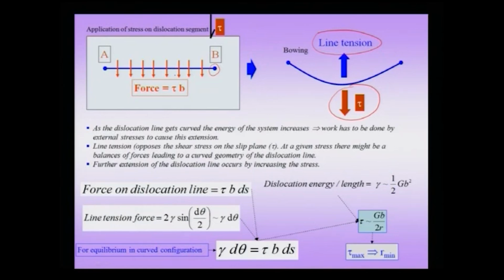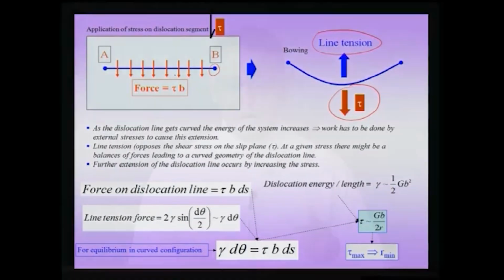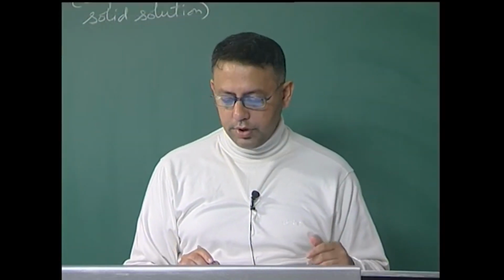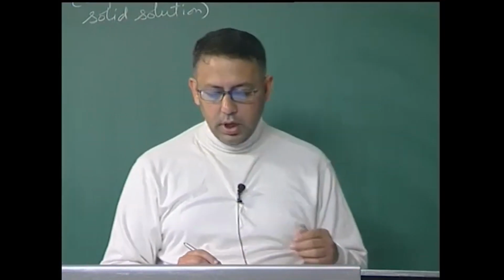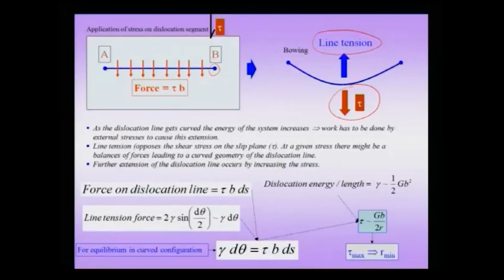Now, on the application of the shear stress at the dislocation line level, there will be a force, which is tau b, acting on this. This is coming from the externally applied shear force on the material, and as you increase this externally applied force, the dislocation would tend to get into a curved geometry. The force on the dislocation line can be written as tau b ds, ds being the unit length along the dislocation line. The dislocation energy per unit length is proportional to Gb square, and approximately it is half Gb square, wherein we have actually ignored something known as the core energy of the dislocation.